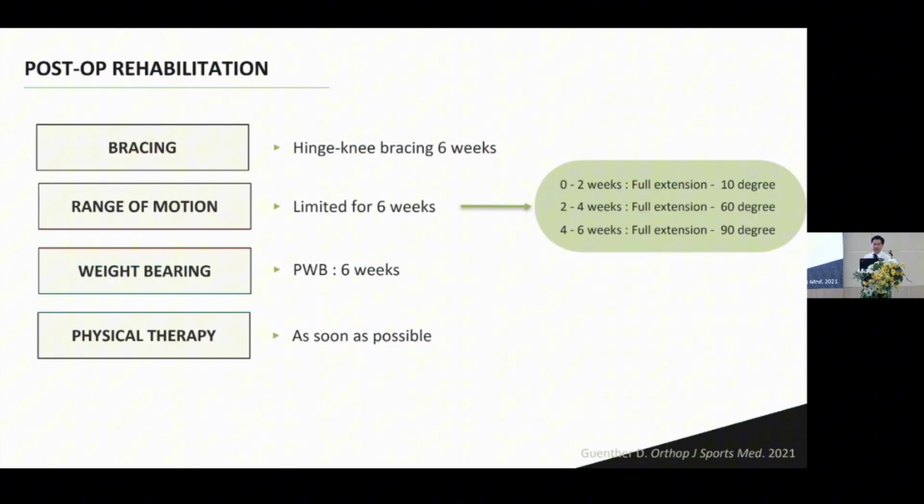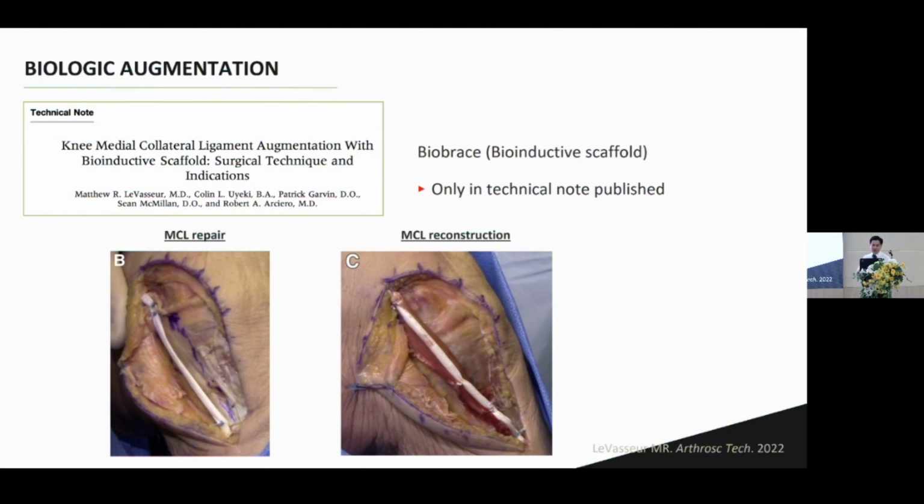The post-op rehabilitation for MCL surgery in combined ACL injury follows the conservative treatment regimen with the same 6 weeks. We place the patient in partial weight bearing for 6 weeks and start physical therapy as soon as possible as well. There is a role for biologic augmentation, but there is only one paper that reports a technical note. So we need to follow this trend along.